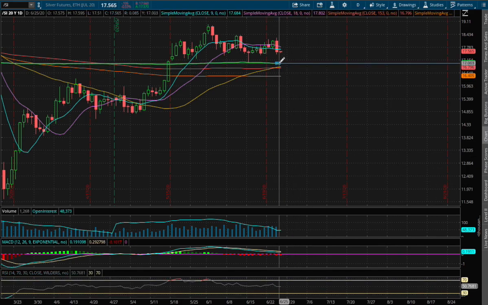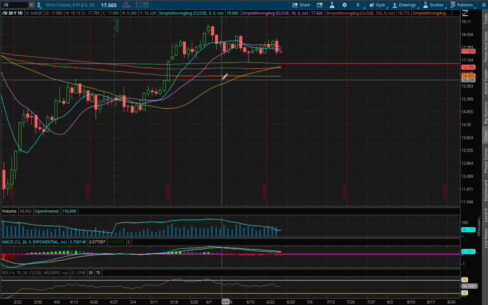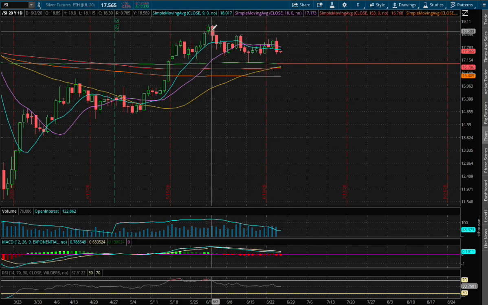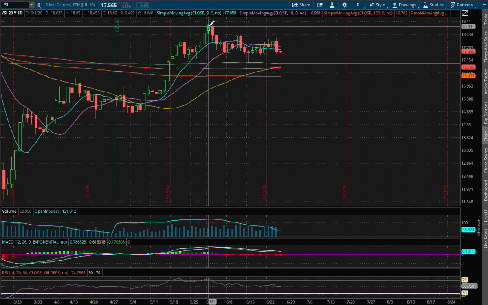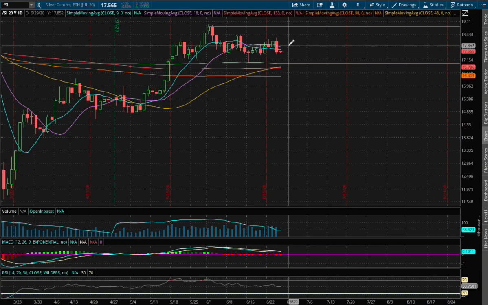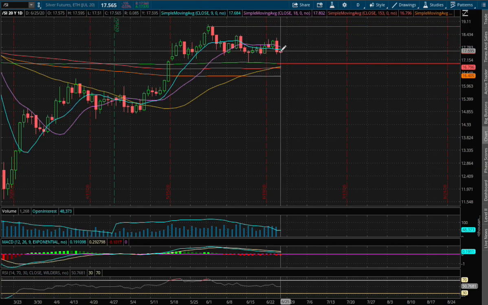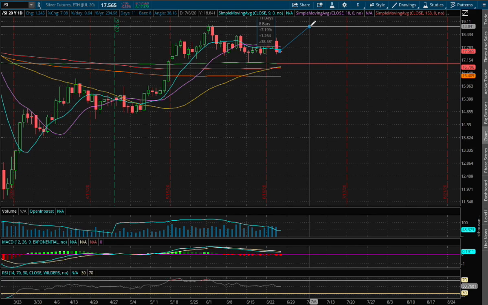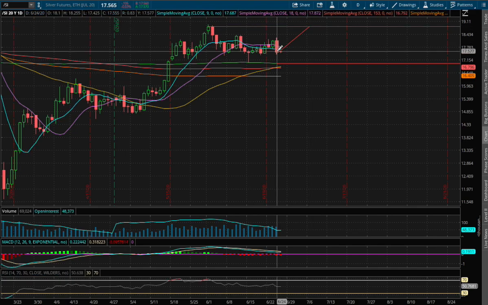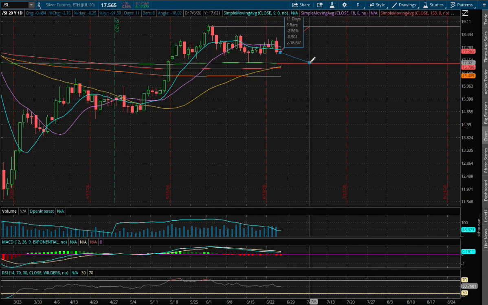And if we were to reverse higher, the next possible resistance will be where we peaked back on June 1st, at the price of $18.84. If we were to move up higher to hit that resistance level, that price movement to the upside is roughly 7.2%, and to the downside, that price movement is roughly 2.9%.